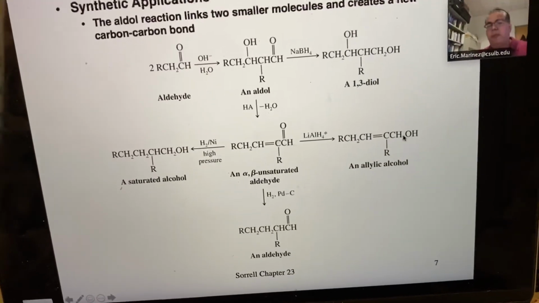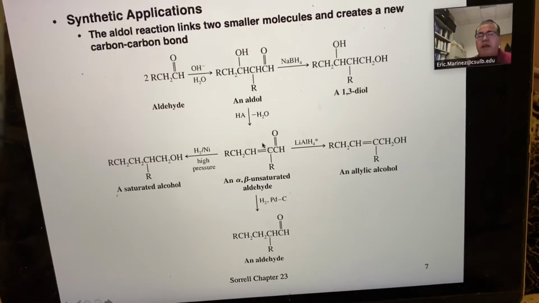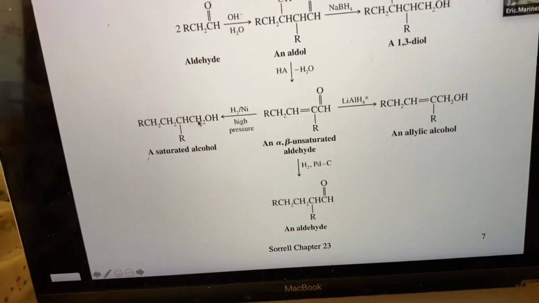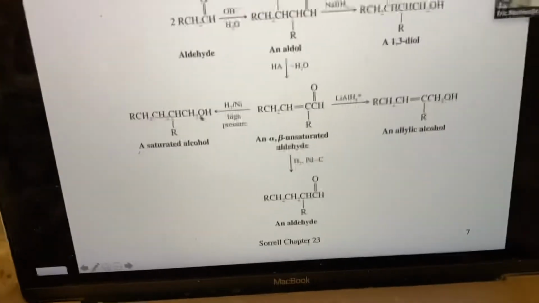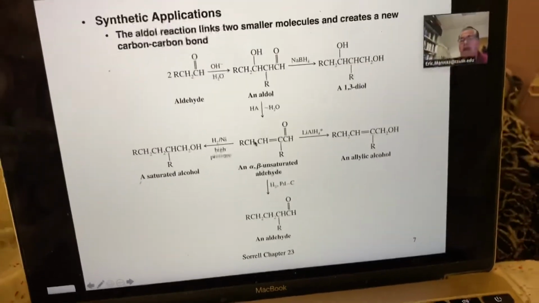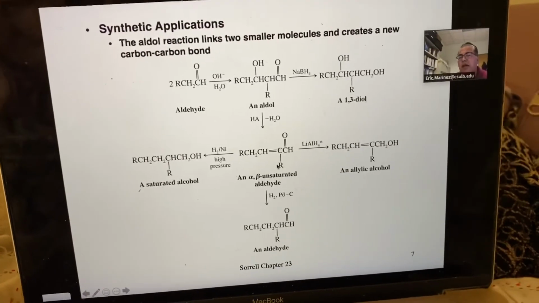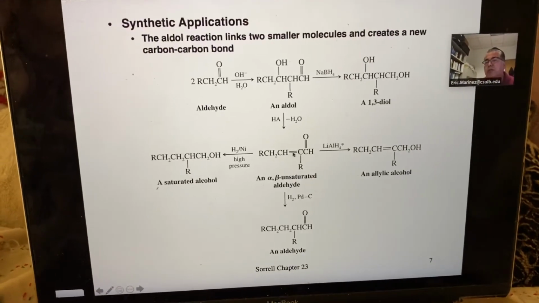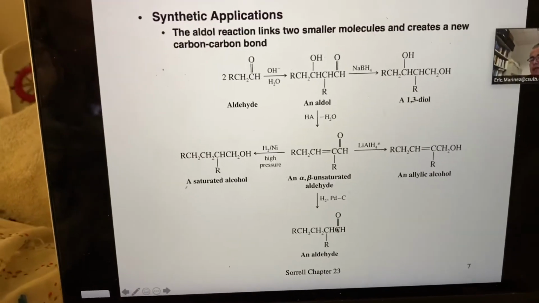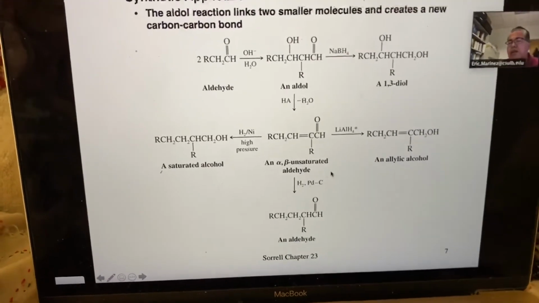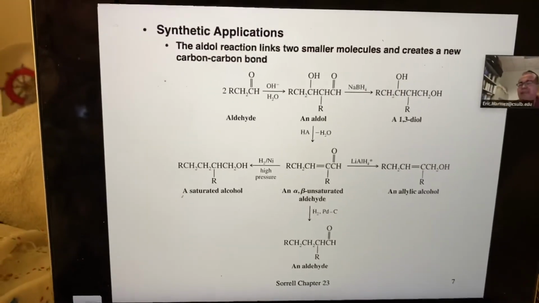On the other hand, if I use catalytic hydrogenation, I can reduce both the double bond and the aldehyde. Okay. On the other hand, if I just use hydrogen under these conditions, I basically reduce the double bond here, but leave the aldehyde. So a lot of versatility on this. Okay, so again, I just want you guys to get a scope of how chemists think synthetically.